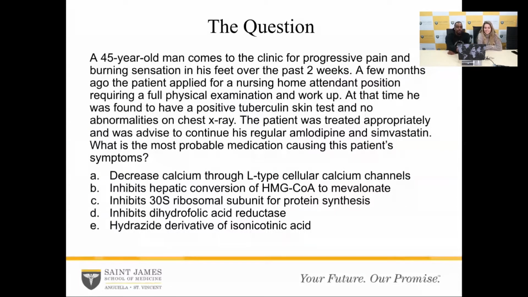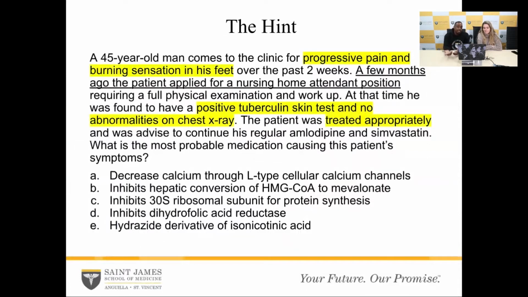Let's go through the clues. So I've highlighted a couple of things here, the progressive pain and burning sensation, which is a side effect that the patient is suffering from. So when looking through the medication, you have to consider what medication side effect will cause pain and burning sensations or neuropathy. Also further down, you see positive tuberculin skin test. So he got tested for tuberculosis, it was positive, so something's up, but the chest x-ray was normal.